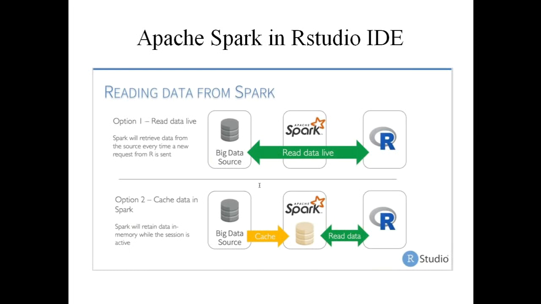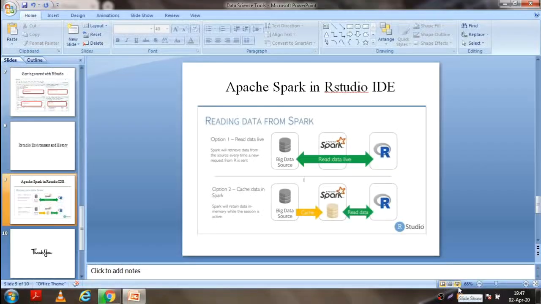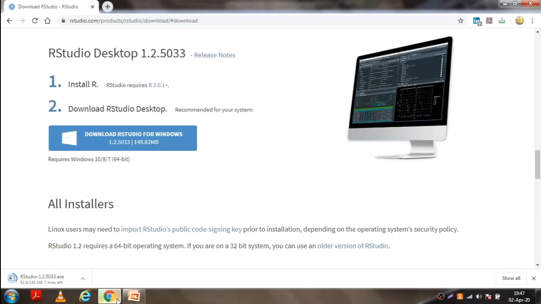The second point is to filter and aggregate Spark datasets, then bring them into R for analysis and visualization. Third, use Spark's distributed machine learning library from R. And the last point is to create extensions that call the full Spark API and provide interfaces to Spark packages. So this is how Apache Spark is used in the RStudio IDE. Now let us see if RStudio is being downloaded. Still it has time.